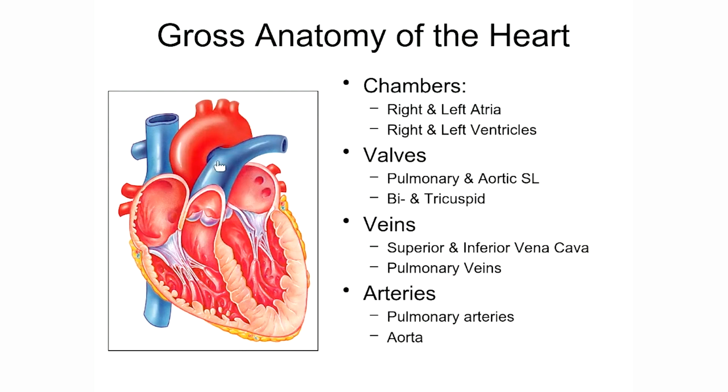And the pulmonary trunk splits. So here's a branch of the pulmonary trunk that goes off to the left, and here's a branch of the pulmonary trunk that goes off to the right. The reason for this is that the blood pushed from the right ventricle up into the pulmonary trunk is making its way to the lungs.